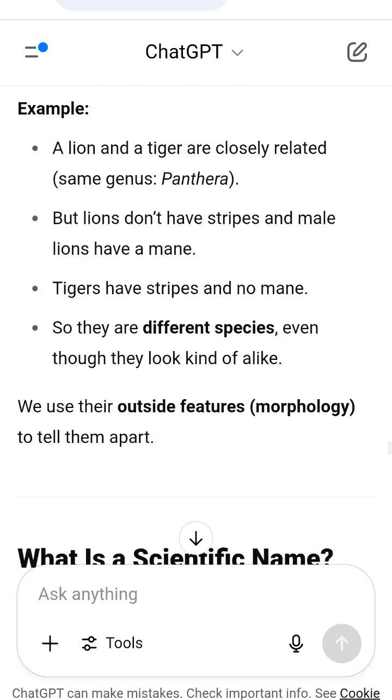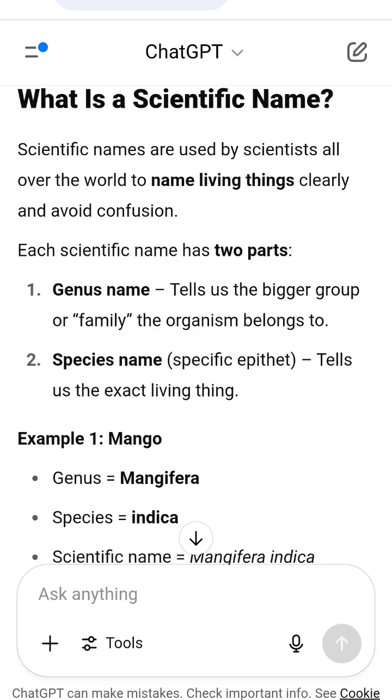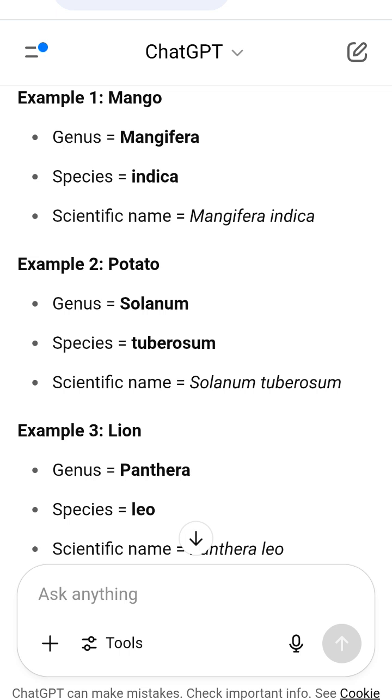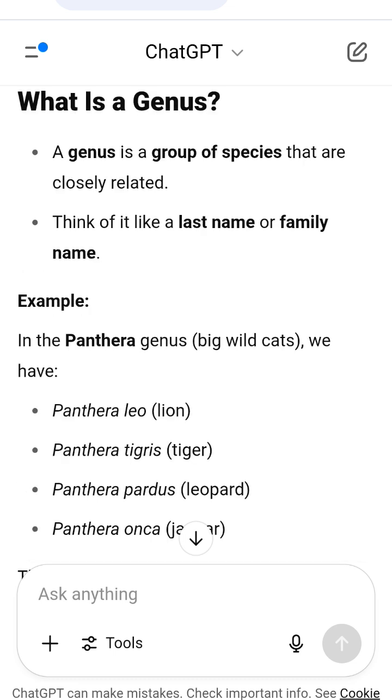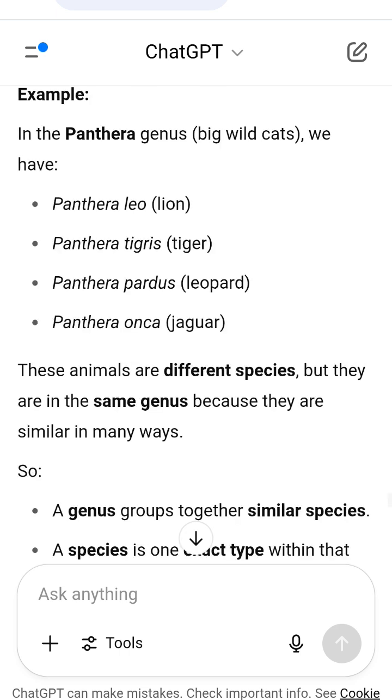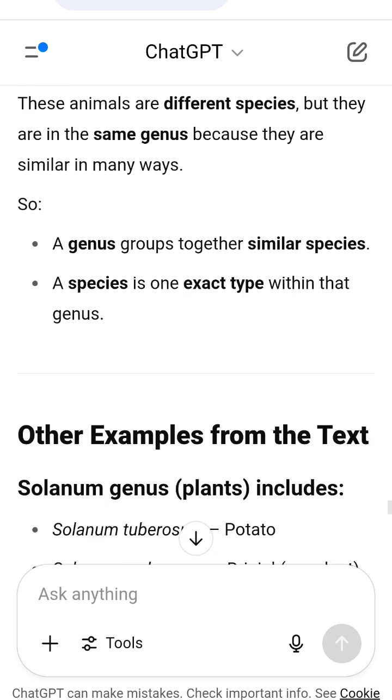Here is a summary chart, a visual table: common name, genus, species, scientific name. Human, Homo sapiens. Mango, Mangifera indica. Potato, Solanum tuberosum. Lion, Panthera leo. Tiger, Panthera tigris. Brinjal, Solanum melongena. Nightshade, Solanum nigrum.